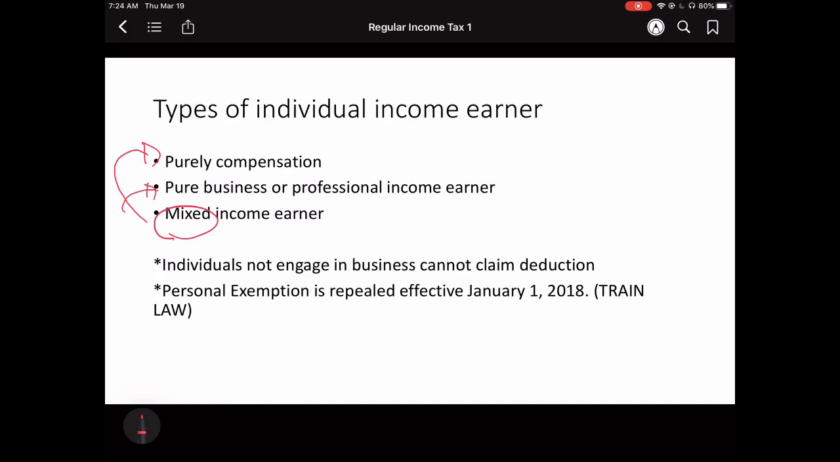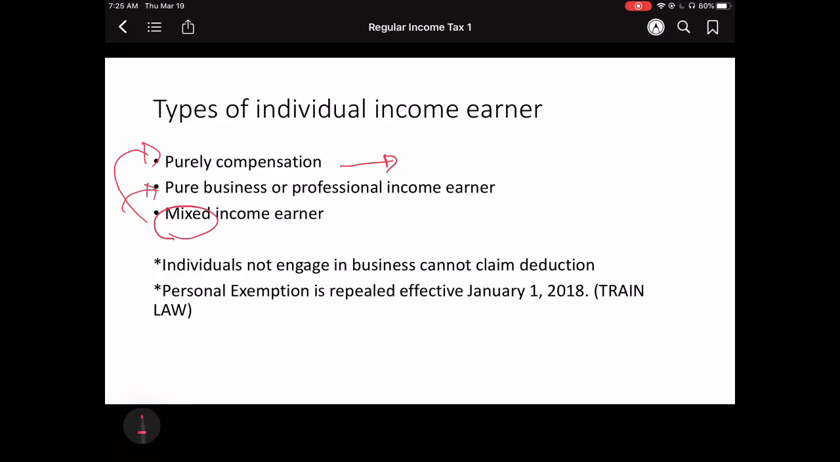Of course, they are different, so the income tax return to file is also different. For the purely compensation income earner, the filing is called substituted filing. So instead of them going to the BIR, their employer files for them. Individuals not engaged in business cannot claim deduction.